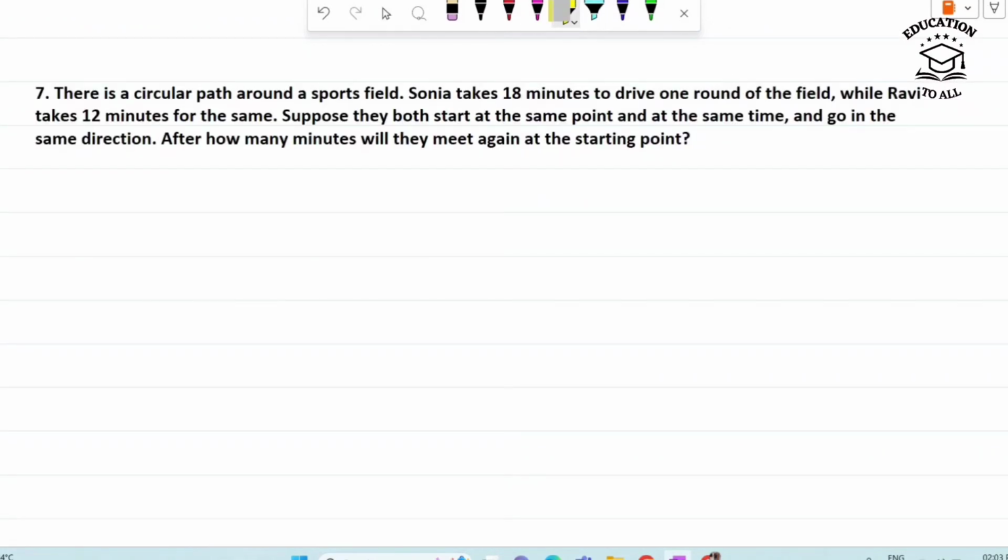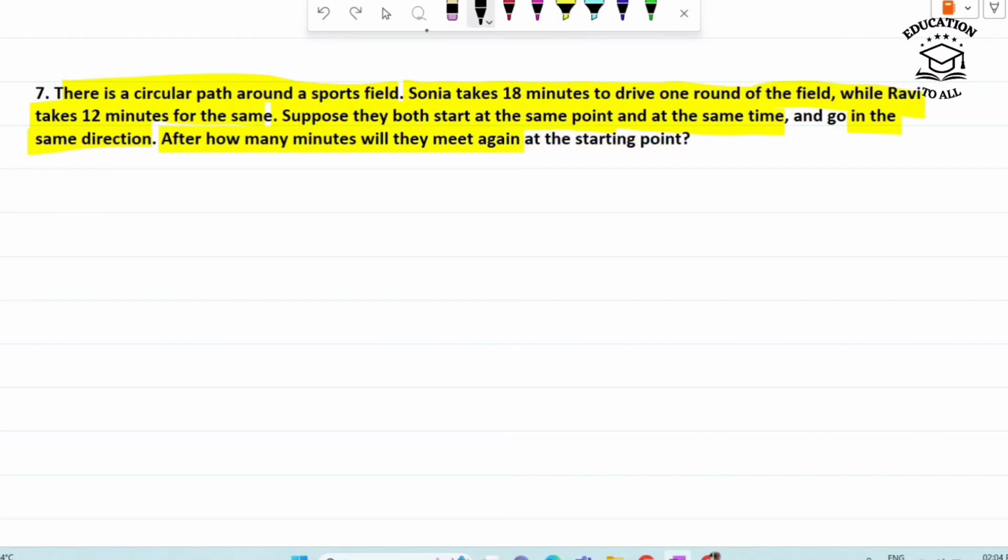Now the last question, the seventh one. There is a circular path around the sports field. Sonia takes 18 minutes to drive one round of the field while Ravi takes 12 minutes to do the same. Suppose they both start at the same point at the same time and go in the same direction. After how many minutes will they meet again at the starting point?